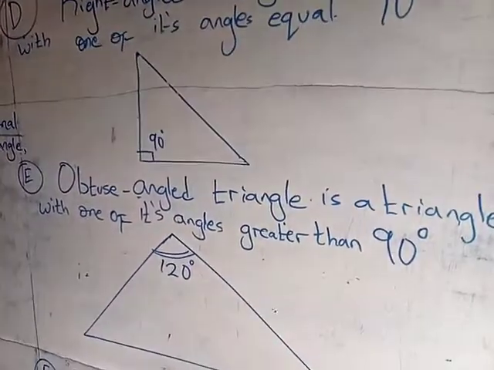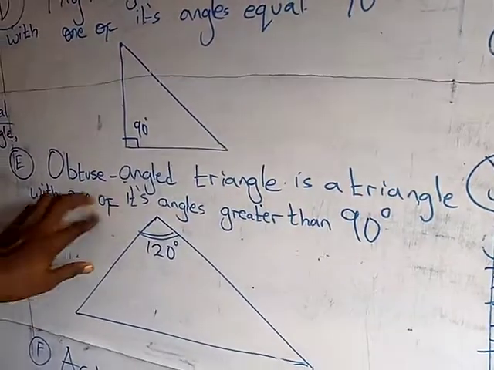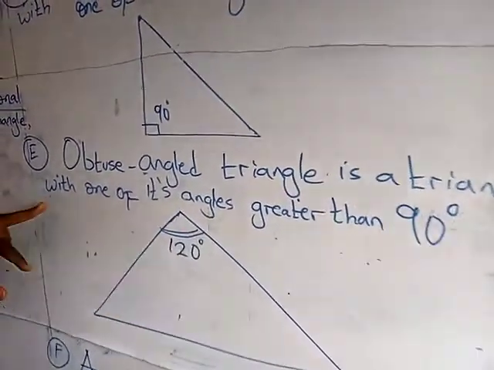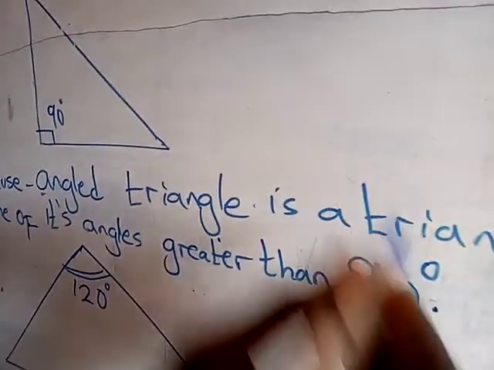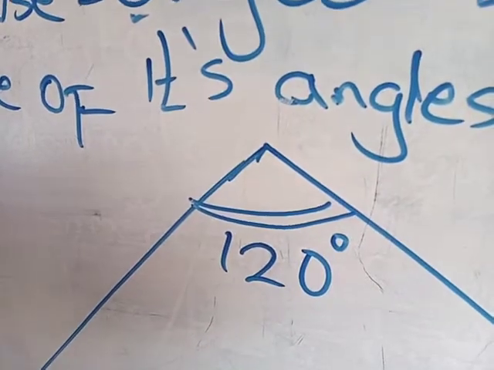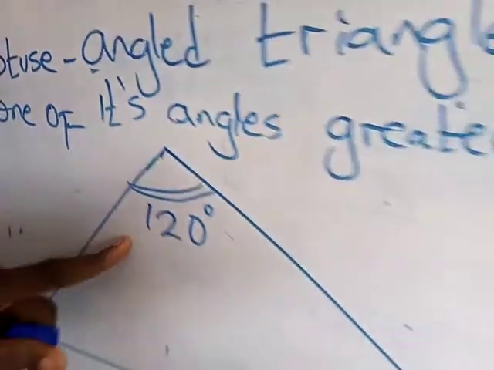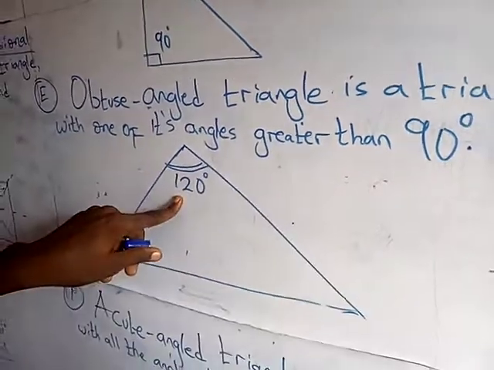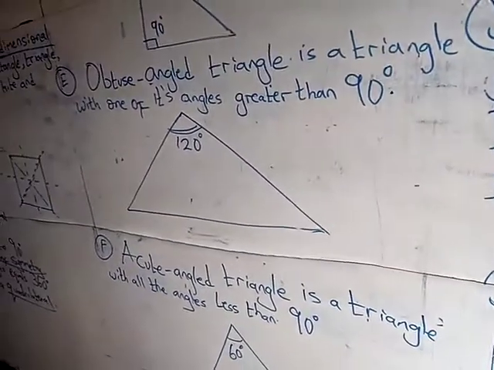Next, an obtuse angle triangle. An obtuse angle triangle is a triangle with one of its angles greater than 90 degrees. So when you see a type of triangle where the distance between two lines is very, very wide, that means the angle there is more than 90 degrees. So it is called an obtuse angled triangle.